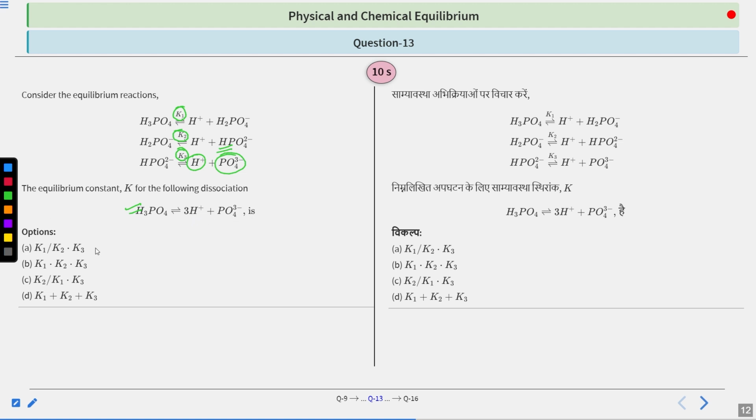Your options are A, K1 by K2 multiplied by K3; B, K1 K2 K3 all three multiplied together; C, K2 by K1 multiplied by K3; and D, K1 plus K2 plus K3. So your time to solve this question starts now. Your time is up.